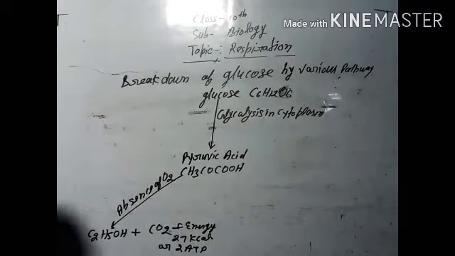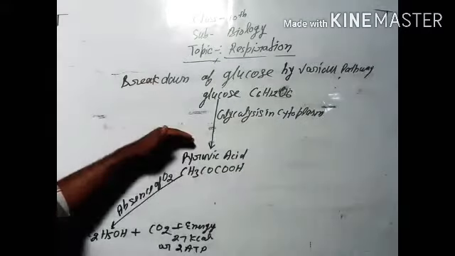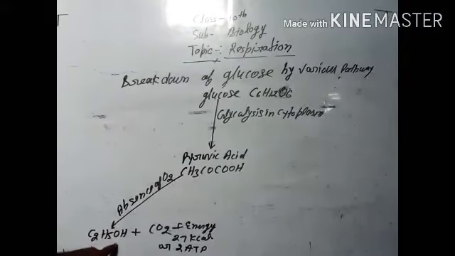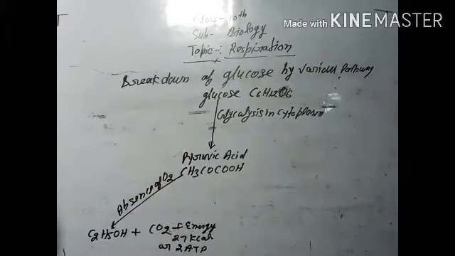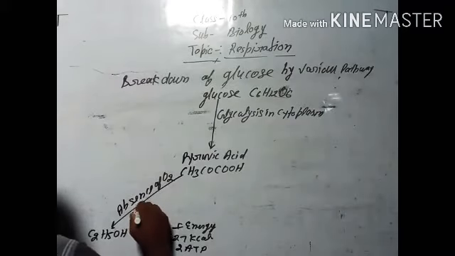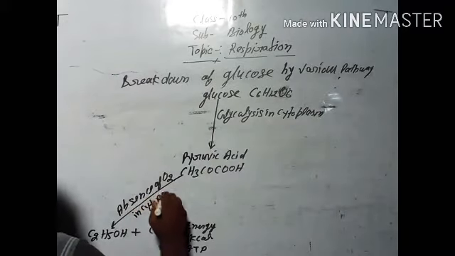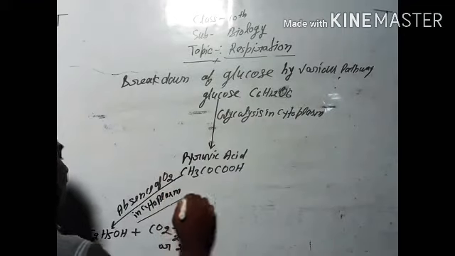In microorganisms, pyruvic acid is converted into ethyl alcohol and CO2, then forms 2 ATP, a bundle of energy, or 27 kilocalorie energy. It is completely in the absence of oxygen, in the cytoplasm. It is also completed in the cytoplasm. Okay.